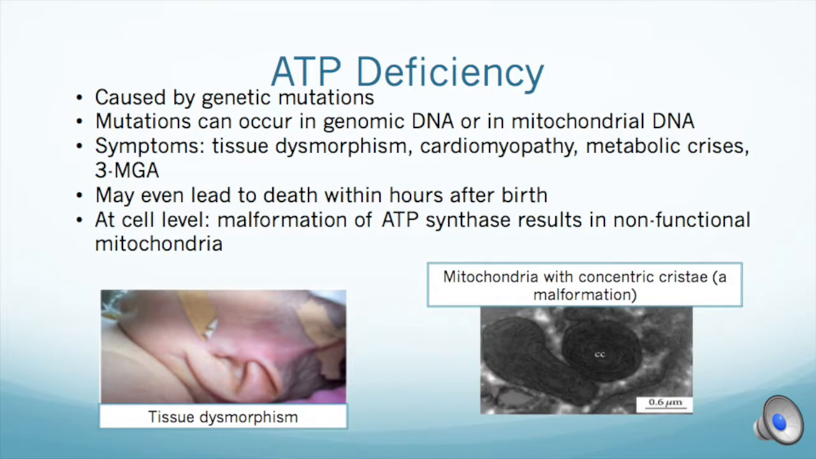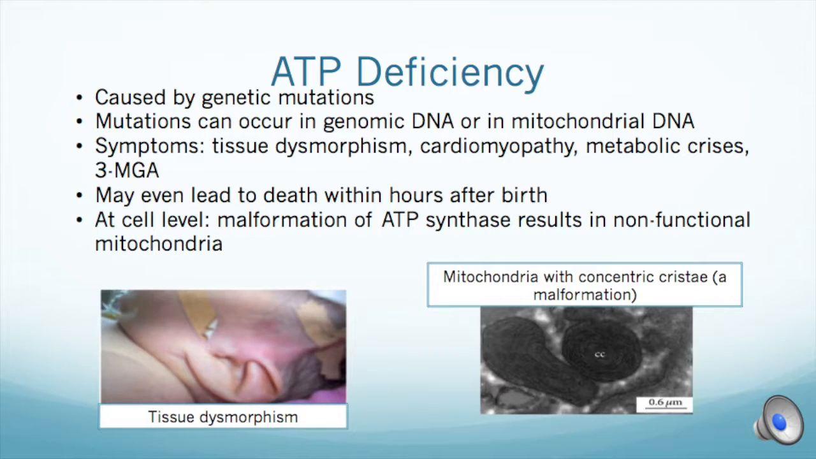ATP deficiency is commonly associated with a genetic mutation. Mutations can be either in genomic DNA or mitochondrial DNA. ATP synthase deficiency is accompanied by symptoms including tissue dysmorphism, cardiomyopathy, metabolic crises, and 3-methylglutaconic aciduria, or 3-MGA.